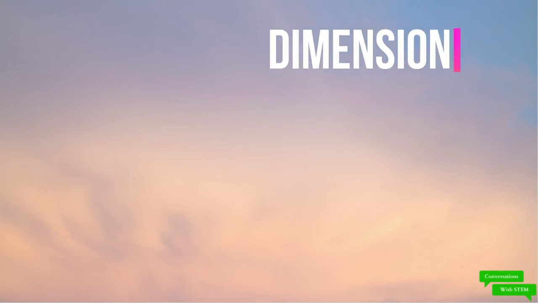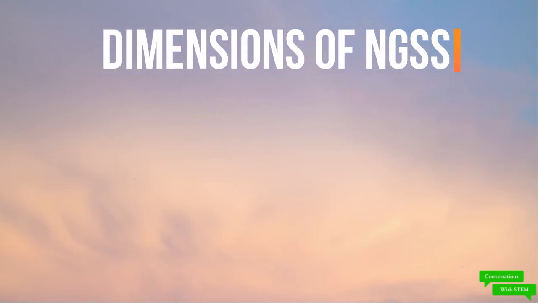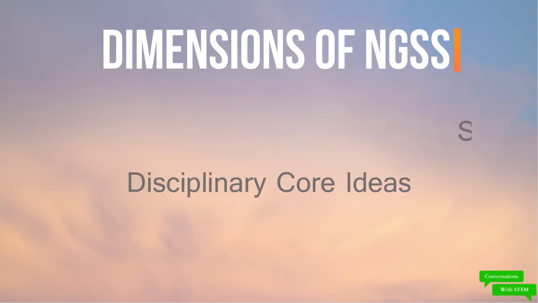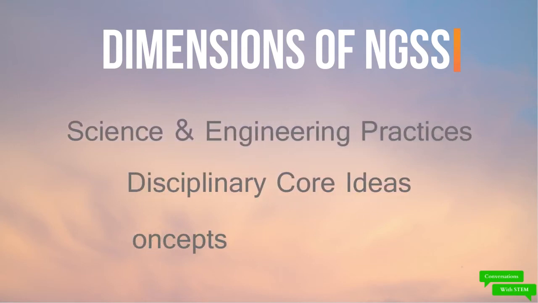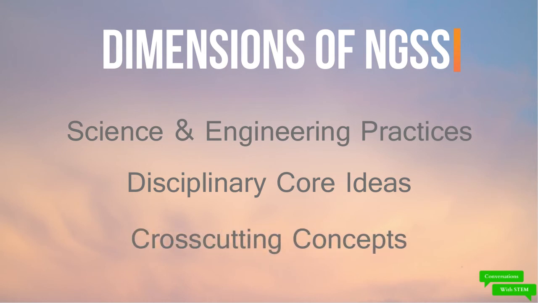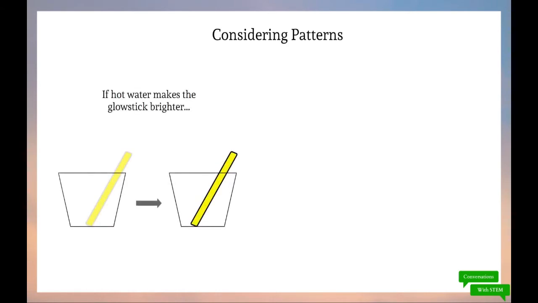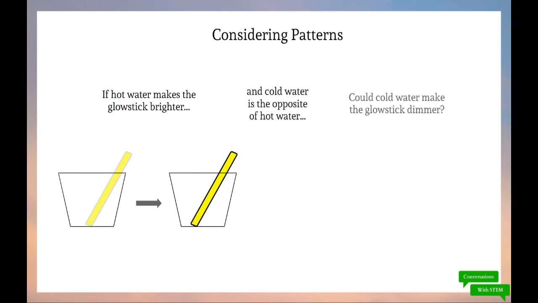This question also shows how the different dimensions of the Next Generation Science Standards fit together, because in this case, we also want children to notice the cross-cutting concept of patterns. We want the child to consider if there's a pattern that could hold true. If hot water makes the glow stick brighter, and we know that cold water is the opposite of hot water, could cold water make the glow stick dimmer?